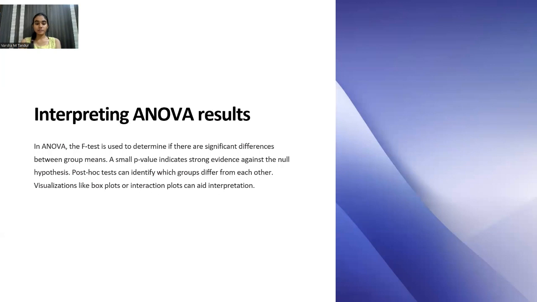Interpreting ANOVA results. In ANOVA, the F test is used to determine if there are significant differences between group means. A small p value indicates strong evidence against the null hypothesis. Post hoc tests can identify which groups differ from each other. Visualizations like box plots or interaction plots can aid interpretation.